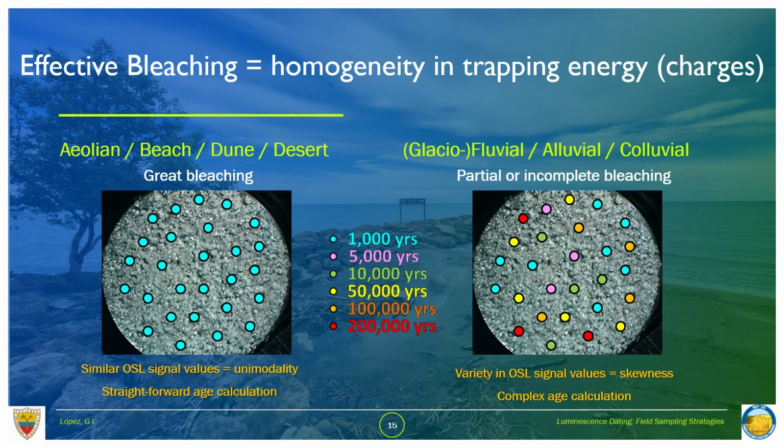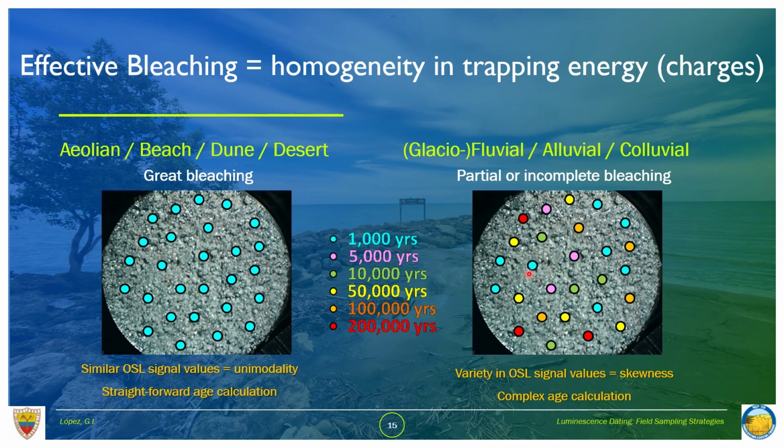Why am I telling you all this? Well, it all gets summarized in this slide. Basically, when you sample something that has been very well bleached, such as an aeolian environment, a beach, a dune, or a desert, well, you get this. Like all your little grains were exposed at the same time homogeneously during your transfer and deposition process, which means that all of them are going to have the same luminescence signal, which translates into the same age. So this is very straightforward to calculate and very accurate to do.